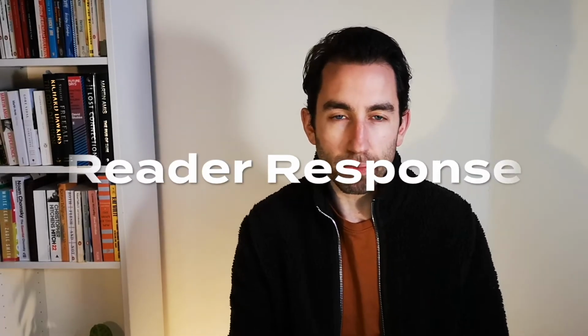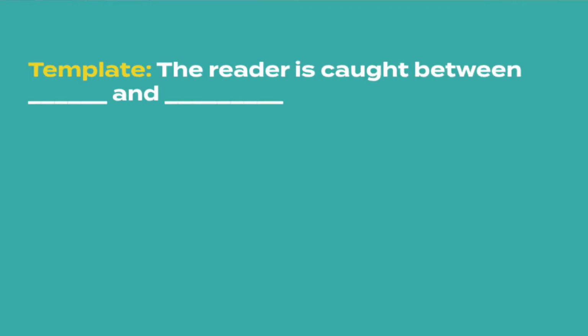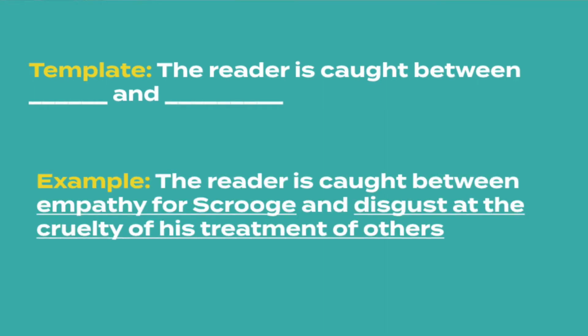Number 9 is reader response. For example, the reader is caught between empathy for Scrooge and disgust for the cruelty of his treatment of others. Two words here, guys: subtlety and nuance. They are right at the top of the mark scheme in GCSE English literature. What that means is that you, as a reader, don't just have one flat emotional response to a text, but instead your emotional response is subtle. You might, for example, find a character immensely dislikable, but then realize that they are actually quite sympathetic by the end of a text. Thinking of A Christmas Carol here.